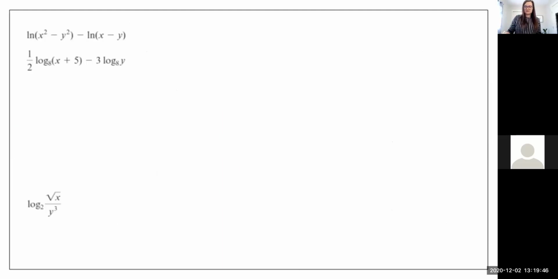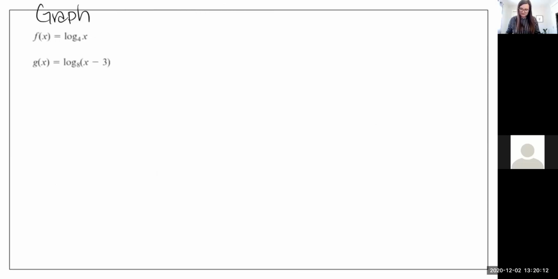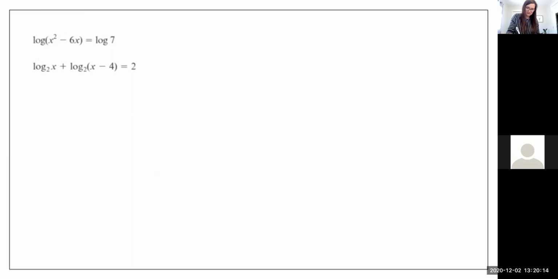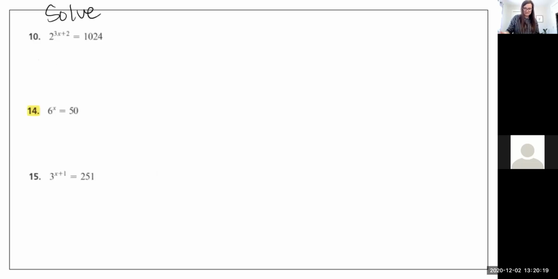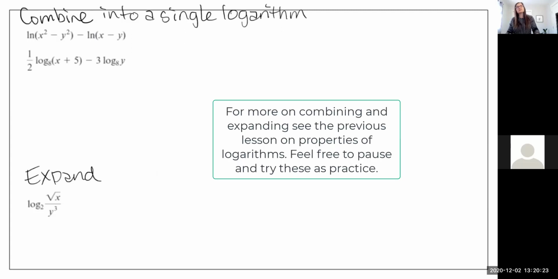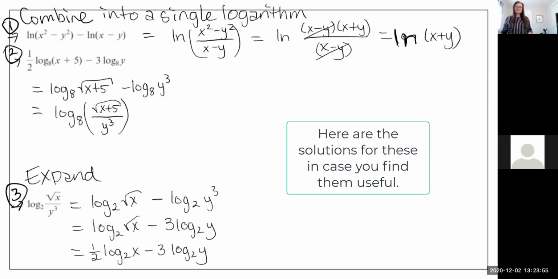So here are some different kinds of questions you may expect. Combine into a single logarithm, expand. Another thing would be graph. And then another thing would be solve. These are the basic sort of kinds of problems that you can expect. And then there's also the problems that have to do with applying this into a context.